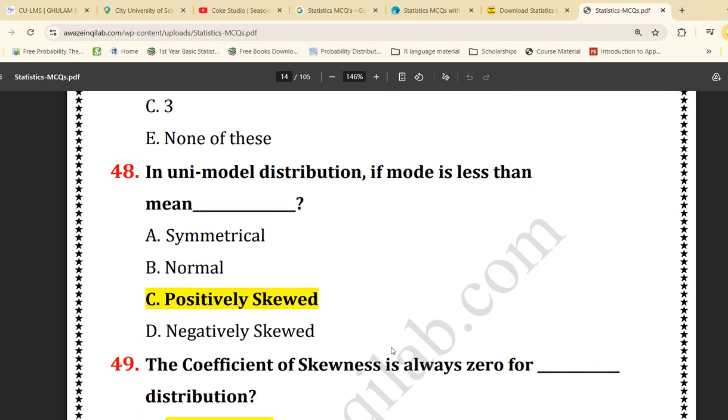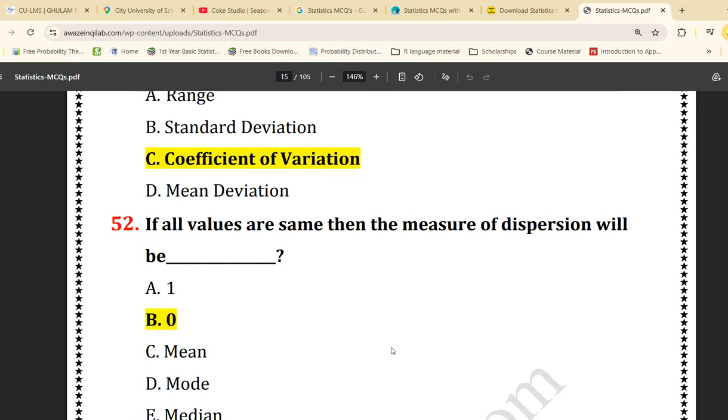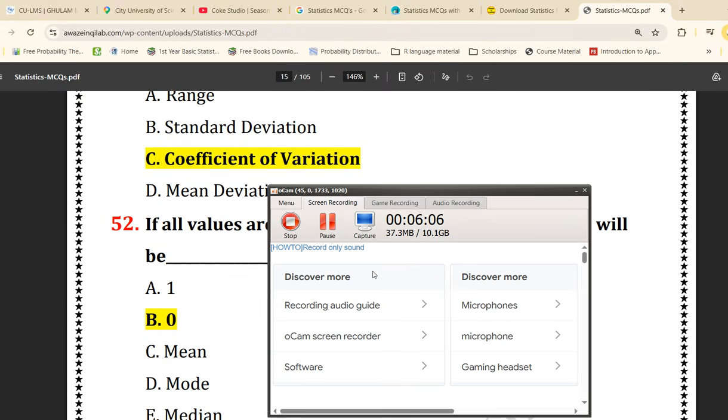So such types of questions I'm going to add in your mid exam. Okay, I hope this is enough.